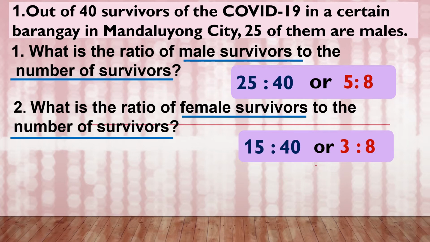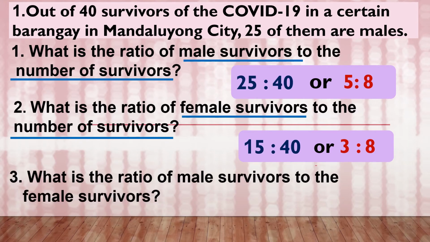So therefore the ratio of the female survivors to the number of survivors is 3 is to 8. Number 3, what is the ratio of the male survivors to the female survivors?